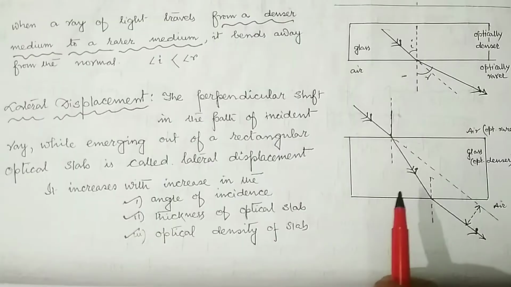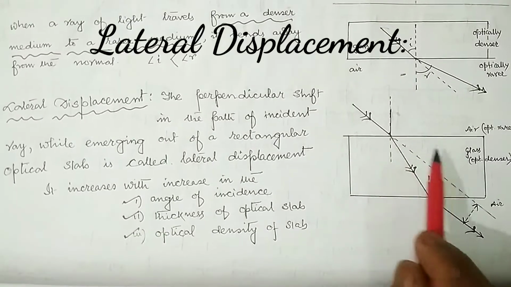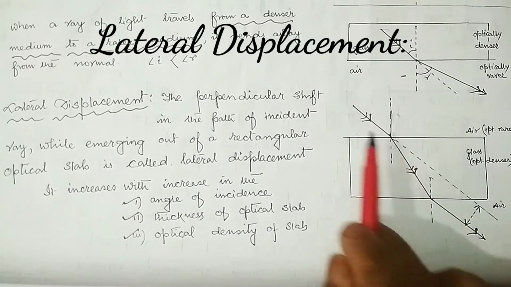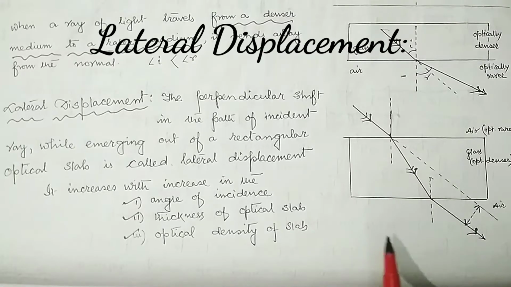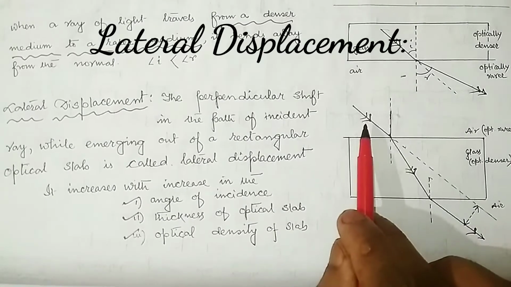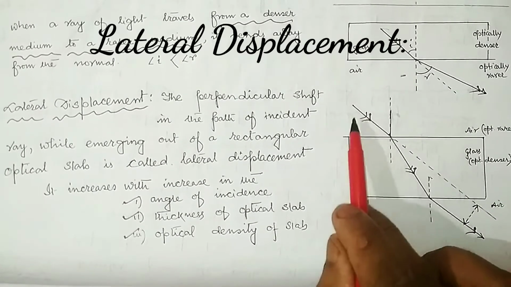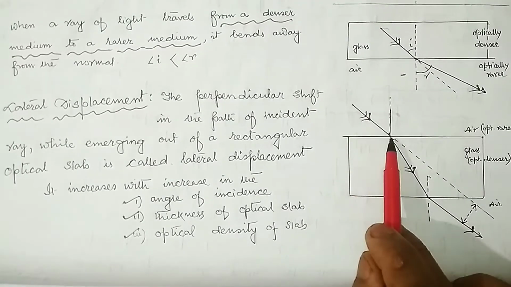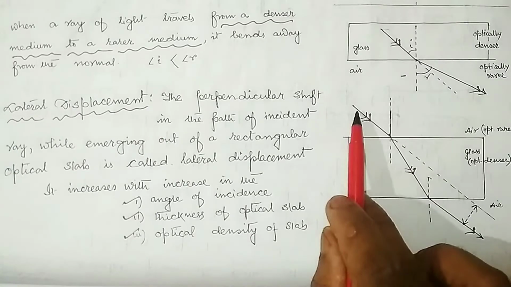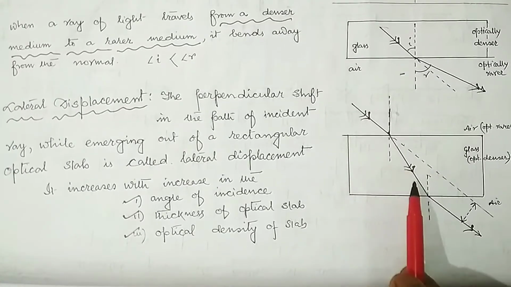Suppose a ray of light is passing through a rectangular glass slab. This ray of light is moving in air. This part is glass, this part is again air. Since it is moving from an optically rarer medium to an optically denser medium, this ray of light will bend towards the normal. So this ray will start moving in this particular direction.